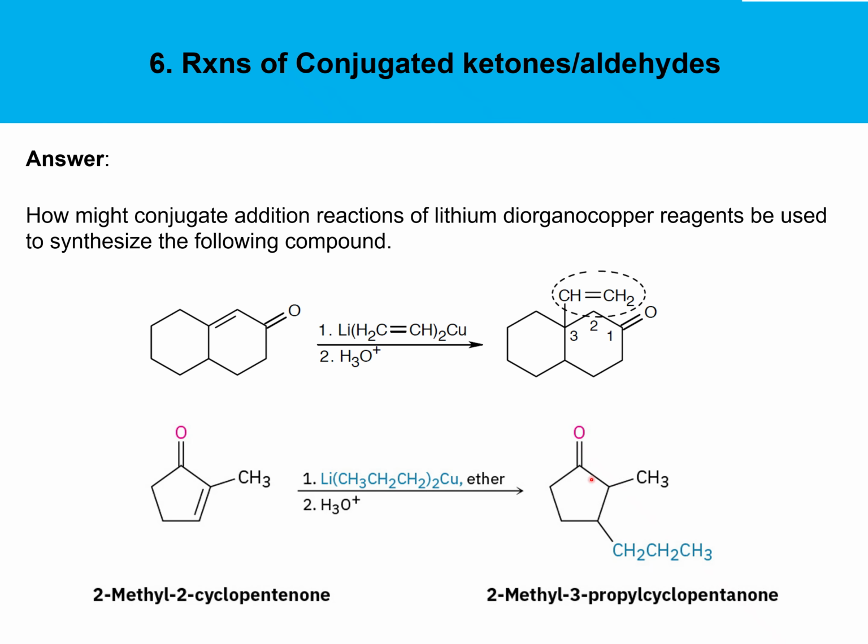So if this is the ketone, this is the alpha position, this is the beta position, we want to add this propyl group. So our Gilman reagent will have lithium with two propyl groups attached to copper. And then we would be adding that to an alpha beta unsaturated carbonyl. So the alpha beta position has a double bond, and that is next to this ketone.